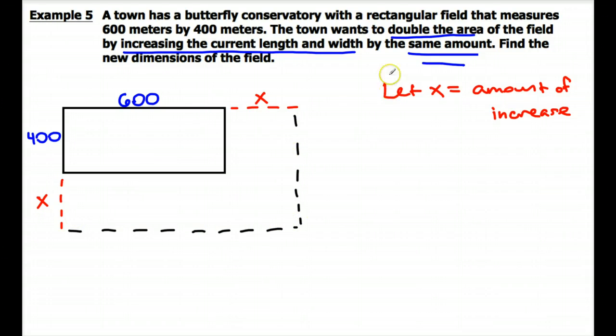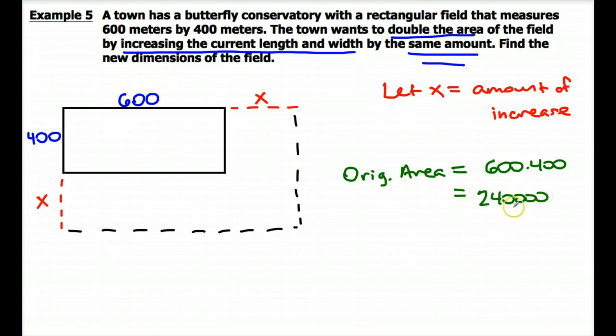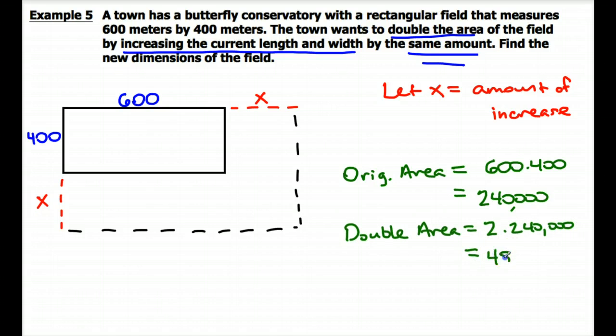And so in order to set this up, I need to figure out what was my original area. Your original area would have been this: 600 times 400, length times width, which is 240,000. Okay, 600 times 400, you get 240,000. And so now, if we want to double that, we're just going to take 240,000 times 2, which gives me 480,000.